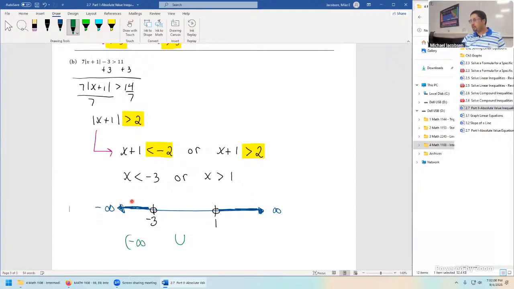A negative infinity always gets associated with the parenthesis. This set goes up to -3 with a parenthesis, once again due to the open dot. Starting at 1, go off to the right. This is now saying all solutions larger than 1, but excluding 1 due to the parenthesis, solves the original inequality way up here.